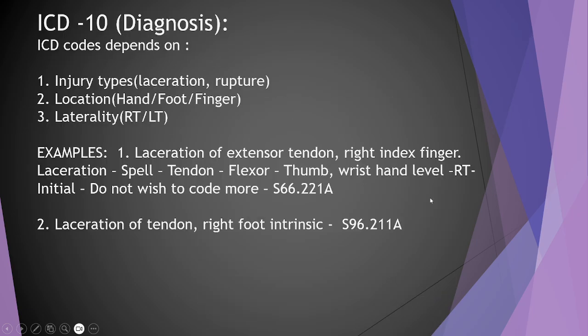So what are the ICD codes and what are the CPTs? ICD codes depend upon which type of injury it is, whether it is a rupture or a laceration. After that the location is very important, whether it is the foot, finger or hand, and after that the laterality. For example, a laceration of the extensor tendon of the right index finger. I'll show you the navigation of that ICD.